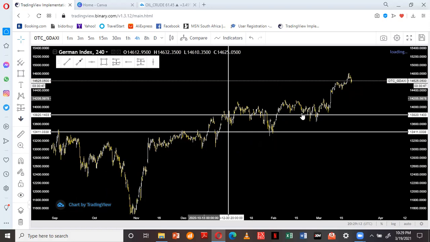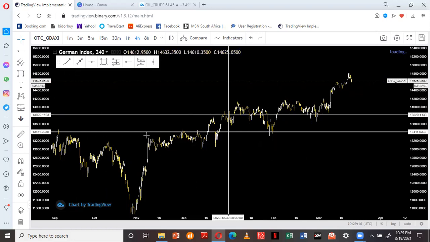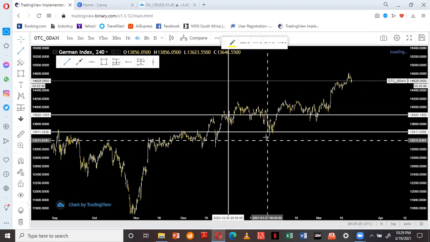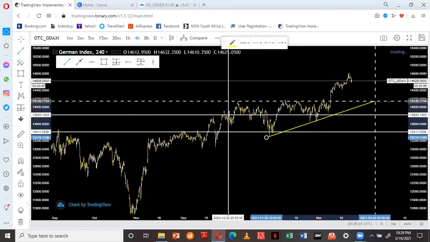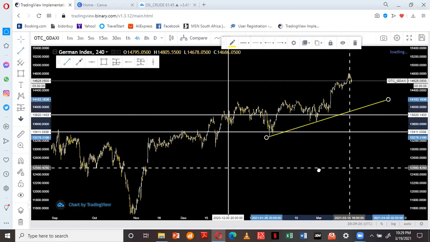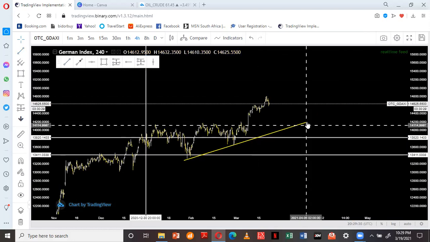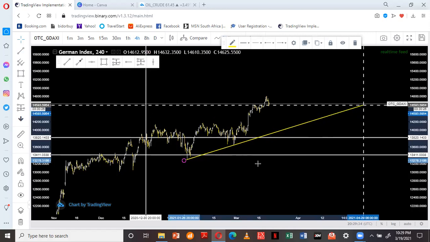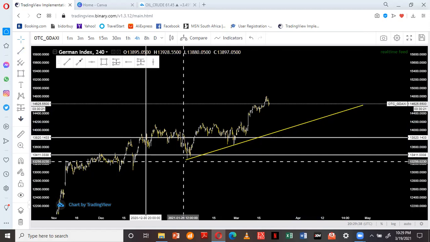So now we can see that we are on our 4-hour chart. Since the start of 2021, we have a trend line which goes like this. Let us make sure it's long enough for the analysis. So stick with me. Now we have our trend line like that.